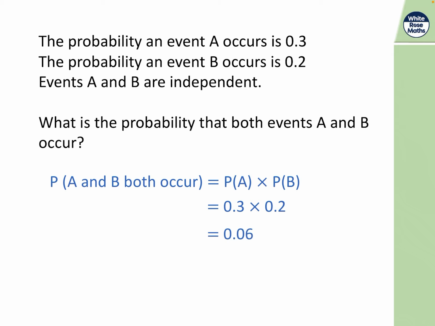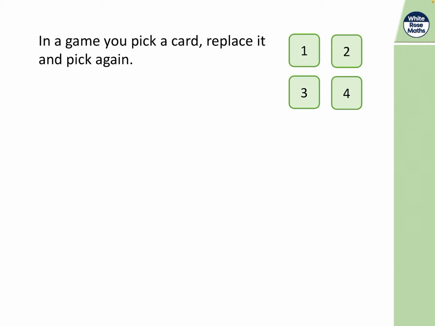Okay, really, really straightforward. It's important that they are independent. It becomes a bit more complicated if they're not, but for today we're only concentrating on independent events, so you can just multiply those 2 things together.